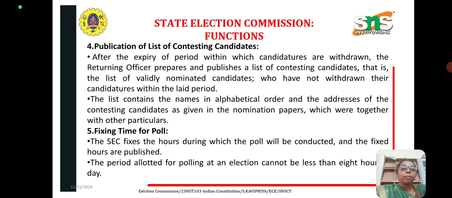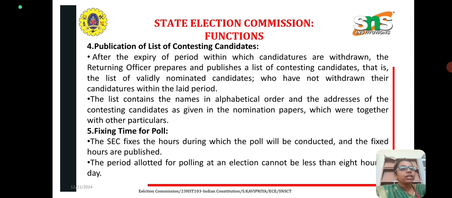And next is the publication of the list of contesting candidates, which is done by the State Election Commission. After the expiry of the period within which candidates can withdraw, the returning officer prepares and publishes a list of contesting candidates. It is a list of validly nominated candidates who have not withdrawn their candidatures within the stipulated period. The list contains the names in alphabetical order and addresses of contesting candidates as given in the nomination papers, together with other particulars.